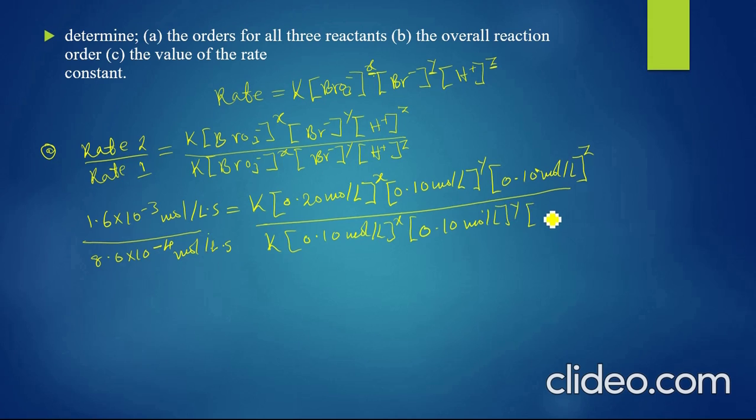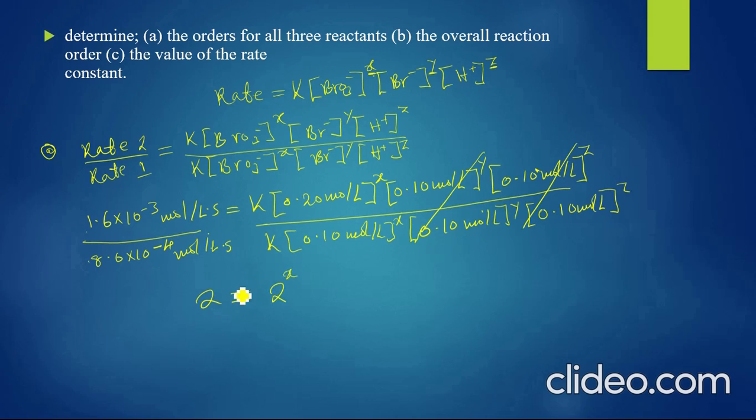And then for the hydrogen ion, the initial concentration is given to be 0.10 mole per liter. Then here you just have to divide. When you divide this by that, you're going to get 2. As you have seen, these things are the same, so you cancel them. Then you divide this by that, you're going to get 2, but here it's raised to the power x.